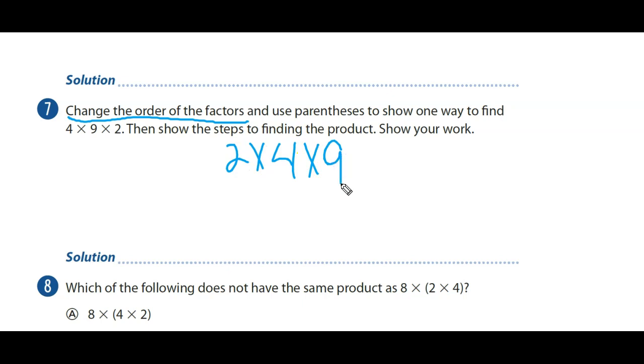What two factors am I going to group together? I could do 4 times 9. I could do that. But which one would probably be the best way to do it? 2 times 4, which would be 8. So then my new multiplication sentence would read 8 times 9, which would be 72. And we use the whole little finger thing, right? Awesome.